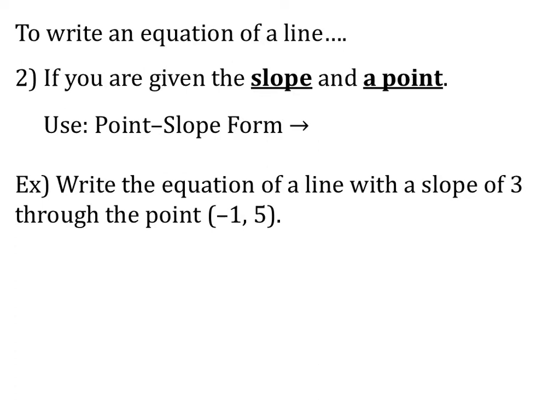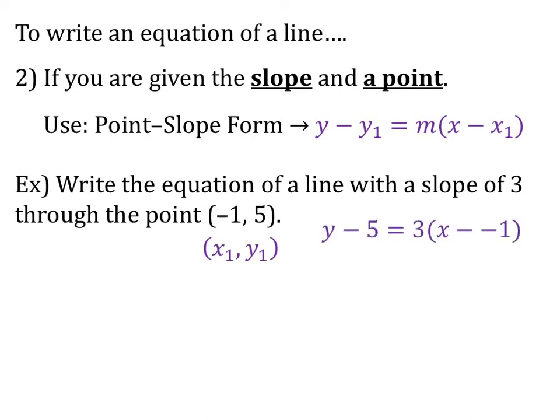Now, option number 2 is if you're given a slope and a point. For this, we will use point-slope form, which is y minus y1 equals m times x minus x1. So let's try this example. Write the equation of a line with a slope of 3 through the point (-1, 5). So first, I know (-1, 5) is my point, so that's my x1, y1. So I just have to plug it into my equation. y minus 5 is equal to 3 times x minus -1.